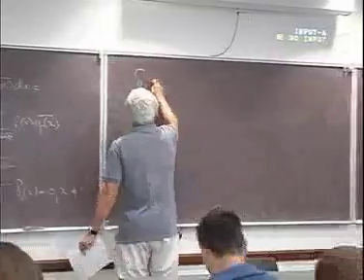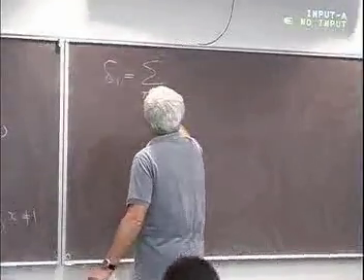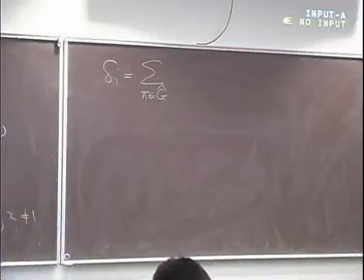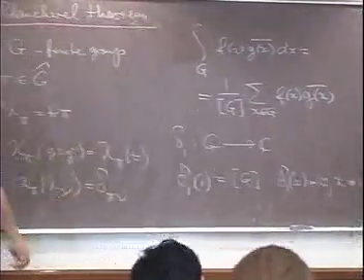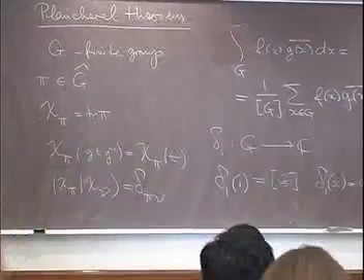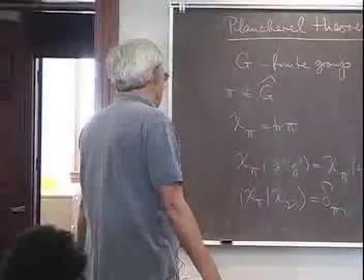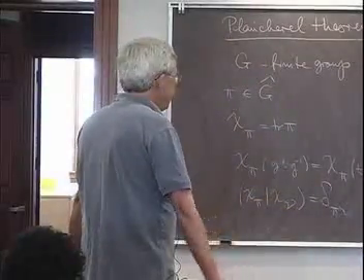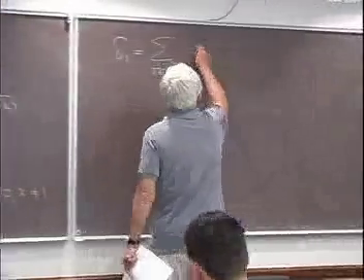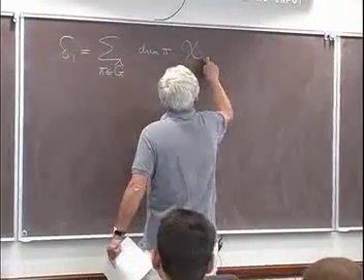The delta 1 is the sum over all pi in G hat, where the coefficient will be the inner product of delta 1 with the corresponding character. But if I integrate this, what do I get? I get just the value of the character at the identity, but this is the dimension of the representation. So I get dim pi times the character of pi.